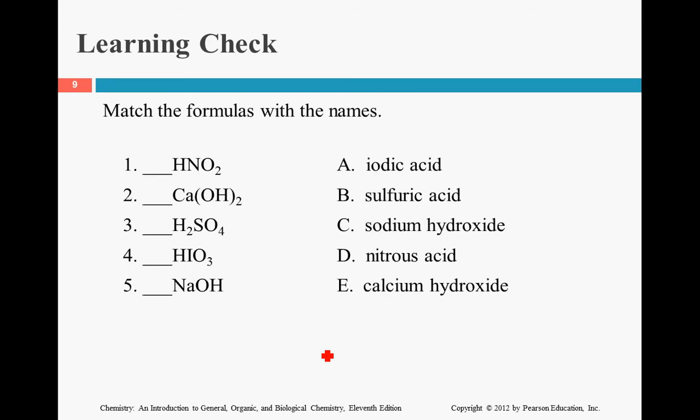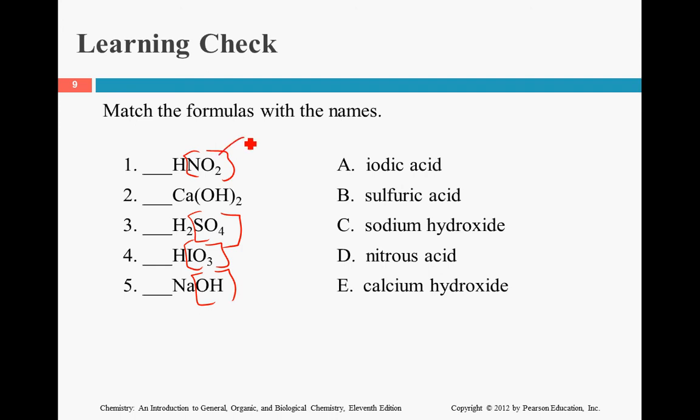So let's practice some naming. First of all, do we see any that have only a single element after the name? The answer is no. For instance, that is a polyatomic ion. This is a polyatomic ion. This is a polyatomic ion. So those are all polyatomic ions there. So we're not going to use the hydro rules, the hydro something ic.